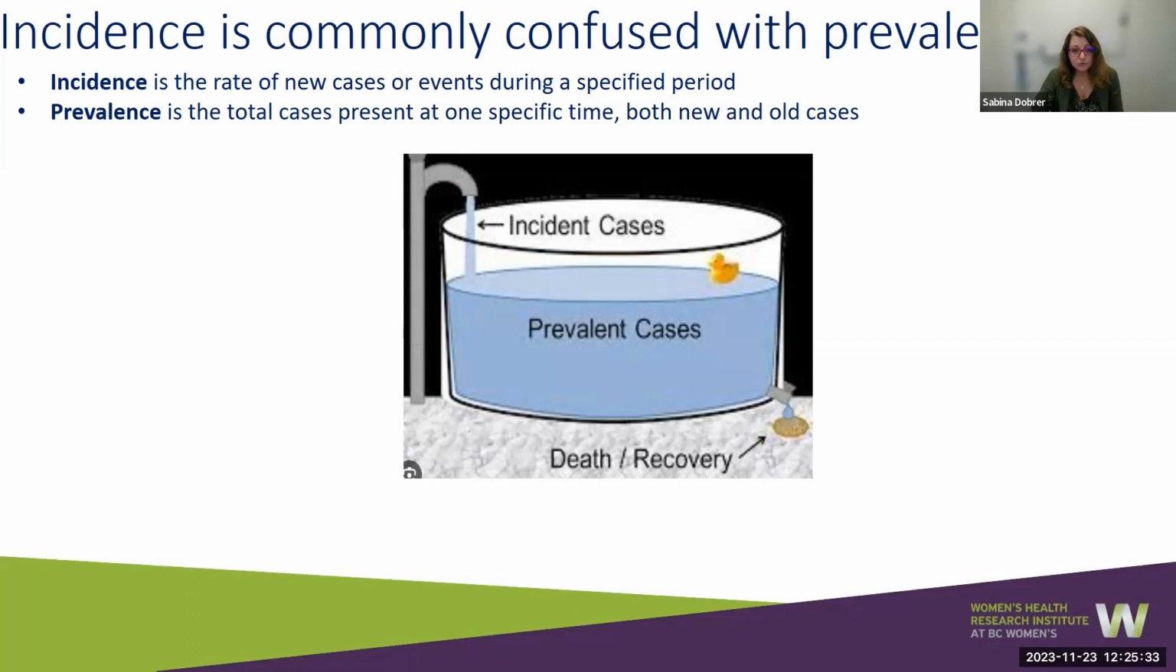So for example, you have this cute picture of a duck in the water. The new water coming into the bucket is your incidence. New cases come in addition to previous cases that already existed in your population, which is the prevalence at a specific time. And here, for example, water is coming into the bucket and some water is dropping out, which is kind of death or recovery. Basically, those are the people that are out of your risk population because they're not at risk anymore in case you want to calculate incidence.